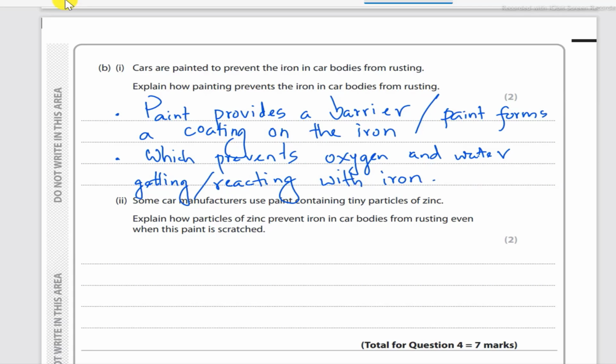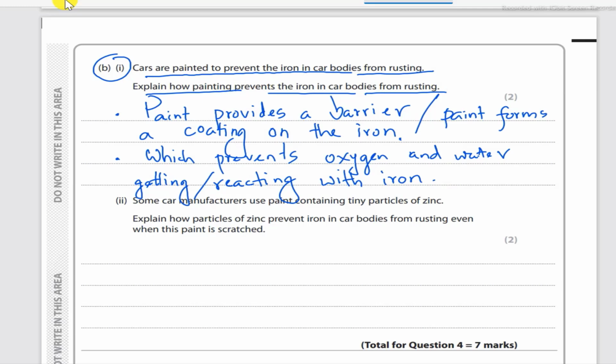So cars are painted to prevent the iron car bodies from rusting. Explain how painting prevents the iron in car bodies from rusting. So paint provides a barrier, or paint forms a coating on the iron which prevent oxygen and water getting to or reacting with iron.